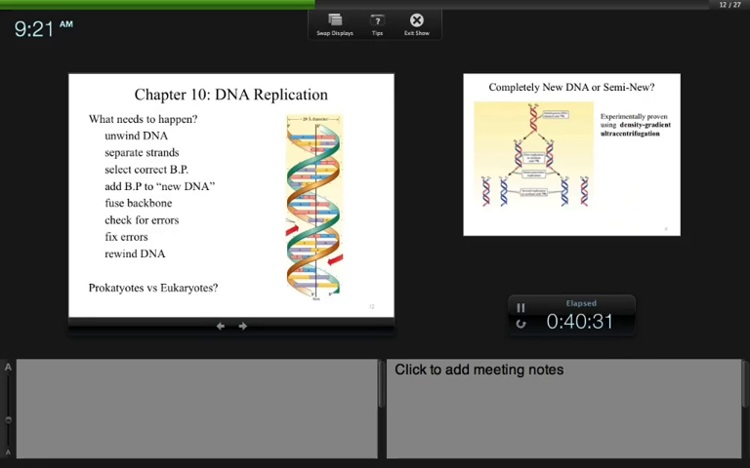Okay, it's not just putting in a base pair, because we also have to form that phosphodiester linkage between each of those base pairs as we add them in there. Then we'll have to go through and fuse the backbone. We also are going to have to proofread, check for errors. Not only do we have to check for the errors, but we then also have to fix the errors as we find them. And then in theory, everything has to get wound back up. So there's all of these individual processes. Some of them happen naturally on their own. Some of them need something to help facilitate and push them along.